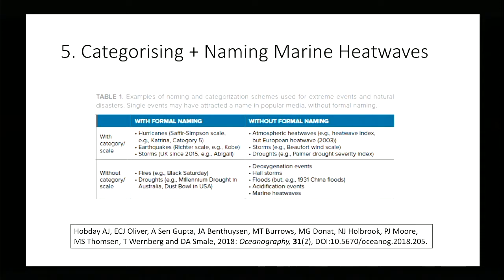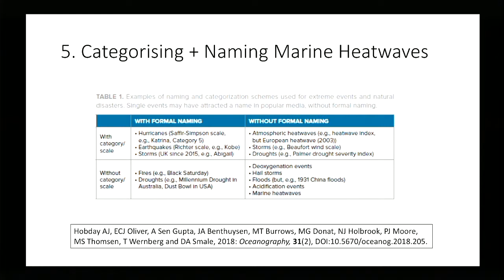And the last thing I want to talk about is categorising and naming marine heat waves. And I guess this is really, how do you understand or be able to identify where and what a marine heat wave is? So here's some examples of categorising and naming anything really.